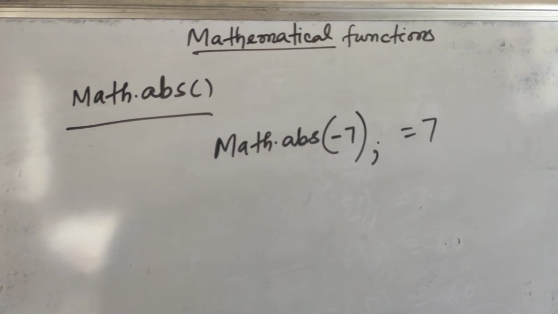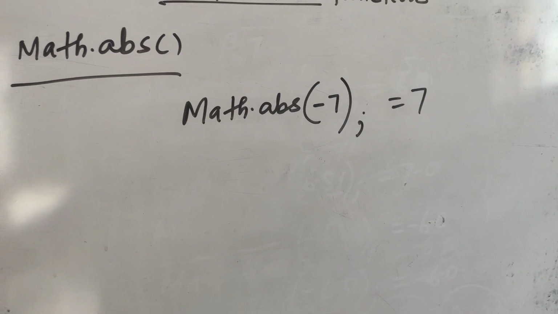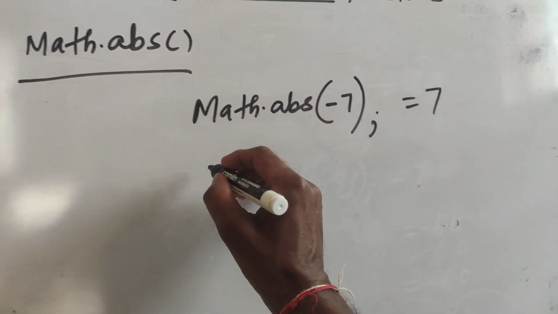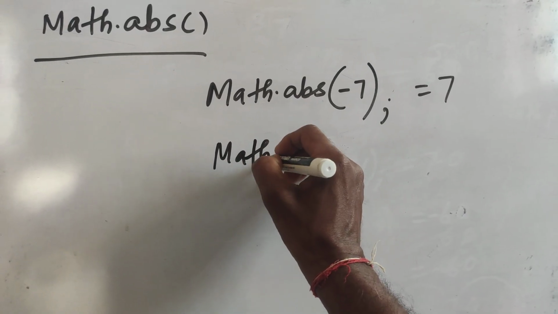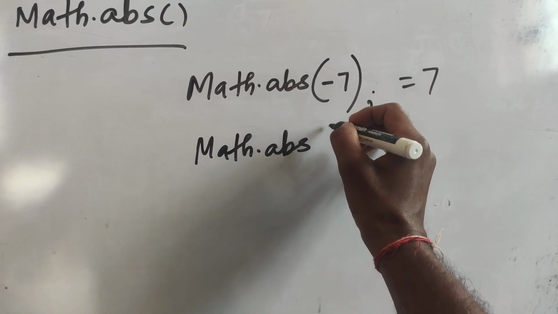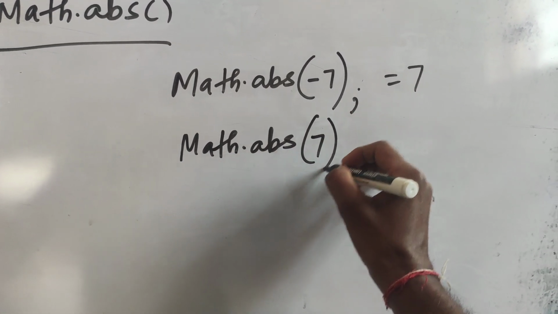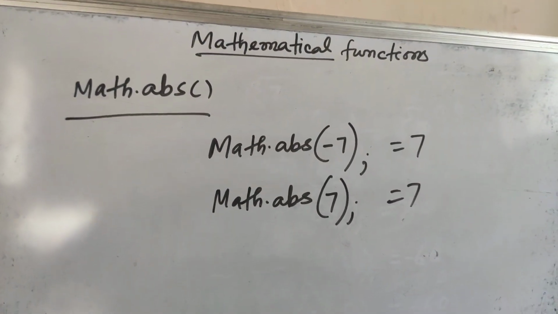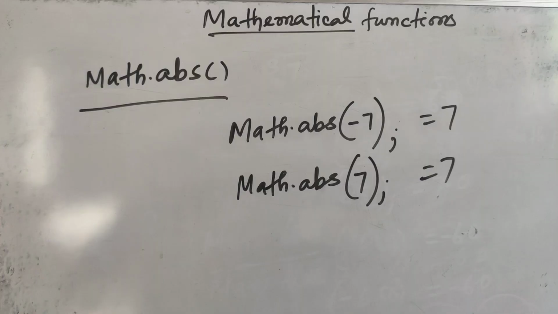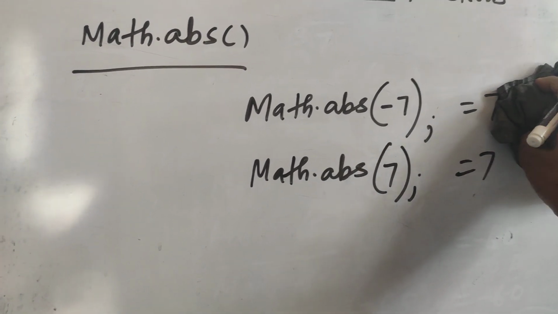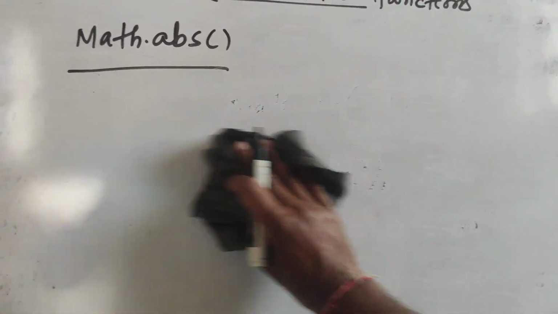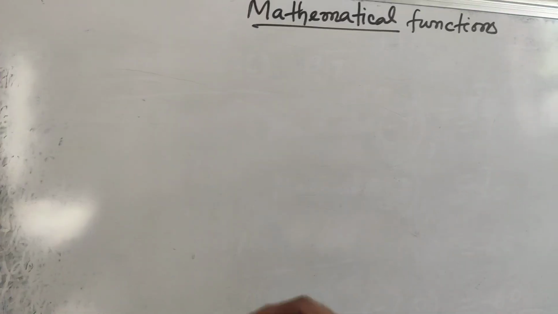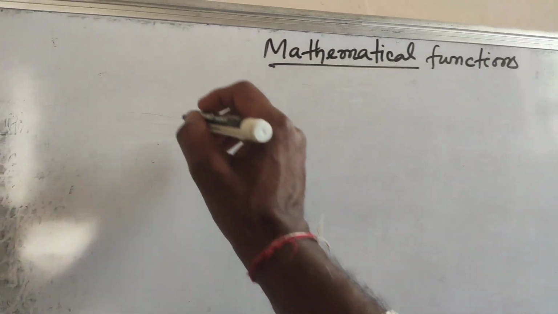Now a minus value comes as a positive value. If you give any positive value here, then the same positive value will come. Math.abs of 7, only 7 will come. Okay, so math.abs helps us to convert into a positive value. A negative value becomes positive, but a positive value remains the same. This is math.abs.